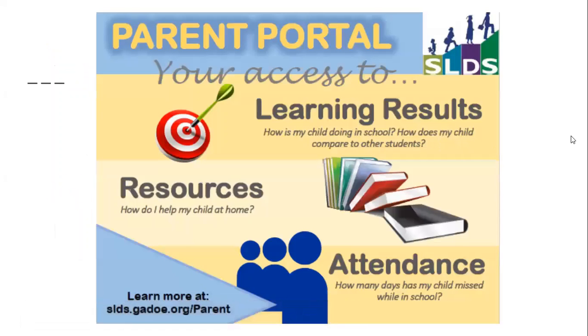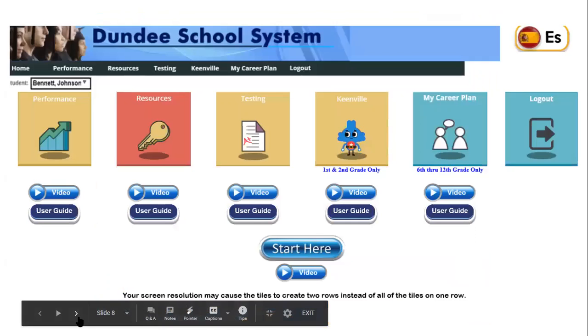All right, so the Parent Portal SLDS system by the Georgia Department of Ed. This thing follows your child all the way through their school. So if your child's in 5th grade, you can go in and look and see what they were doing in kindergarten. You can see how much they've grown and learned within their years of schooling. You can see their attendance throughout all of the school, and there are resources on there which are very helpful.